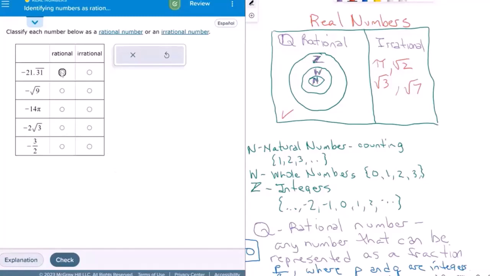It would be rational. Negative the square root of 9. Well, I know you can make that a 3, and then you have the negative outside. So that would actually be the same as negative 3. So it would be irrational, right? Absolutely. You're doing great. How about negative 14 pi?